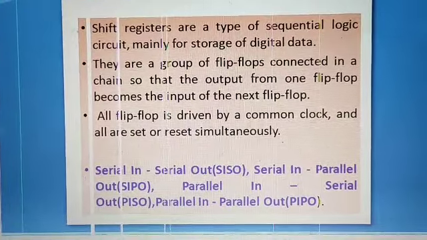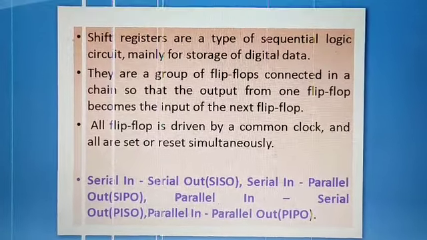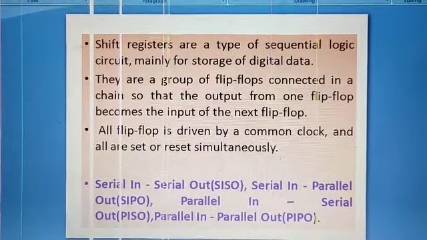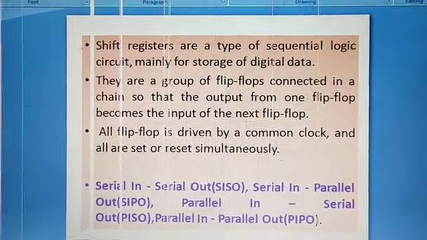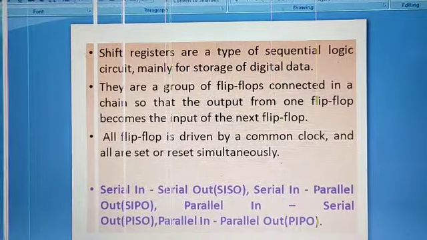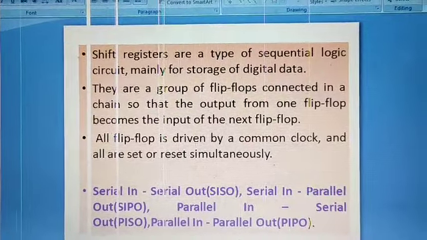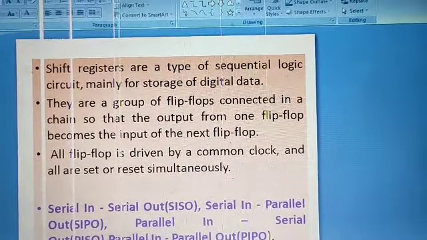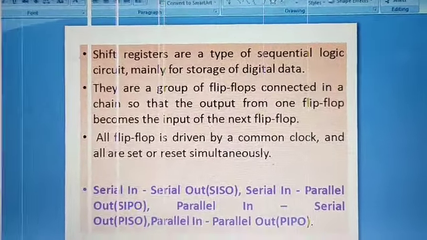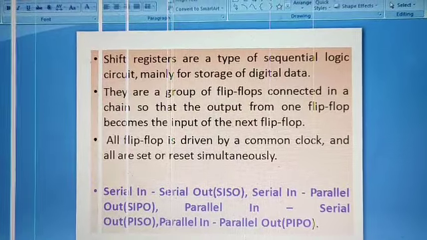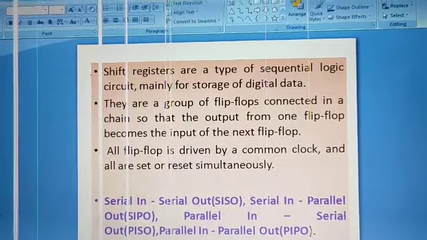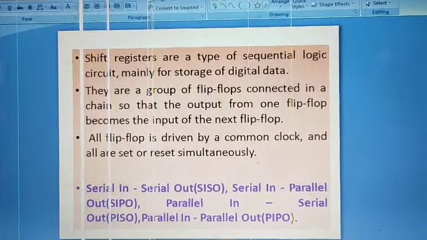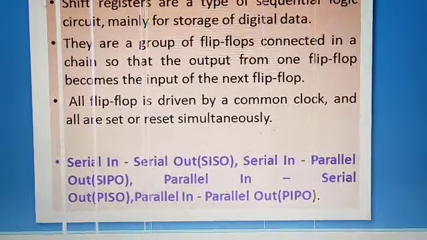So this is the summary of a shift register. Based on how it is connected, how you give the input data, and how you take the output data, you can classify it into 4 different types. One is serial in serial out shift register, second is serial in parallel out shift register, third is parallel in serial out shift register, and fourth is parallel in parallel out shift register. So these are the four types of shift registers.